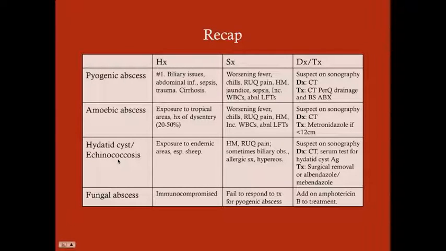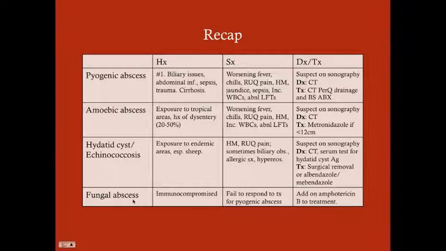Echinococcosis: history of exposure to endemic areas. Remember, like I said, Middle East, Southeastern Europe, Australia, and then especially exposure to sheep. Symptoms are hepatomegaly, right upper quadrant pain, sometimes biliary obstruction if it gets to be large enough. You can also have allergic symptoms, urticaria, and hypereosinophilia on labs. Diagnosis is going to be CT. However, the most accurate test is a serum test for the Hydatid cyst antigen. The treatment here is surgical removal, or it can be done medically with albendazole and mebendazole.